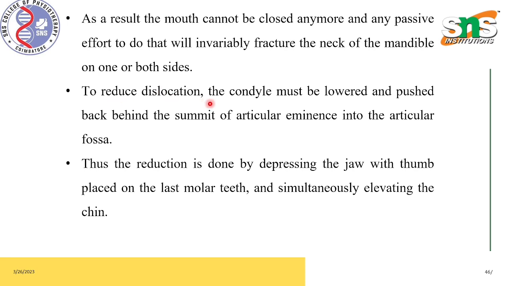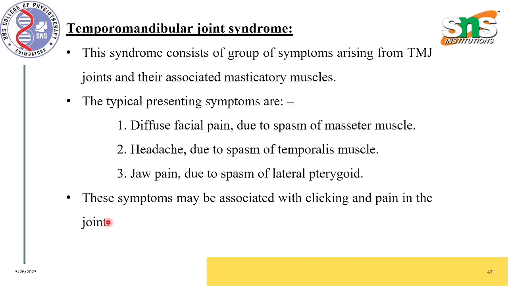To reduce the dislocation, the condyles must be lowered and pushed back behind the summit of the articular eminence into the articular fossa. Thus, the reduction is done by depressing the jaw with the thumb placed on the last molar teeth and simultaneously elevating the chin.